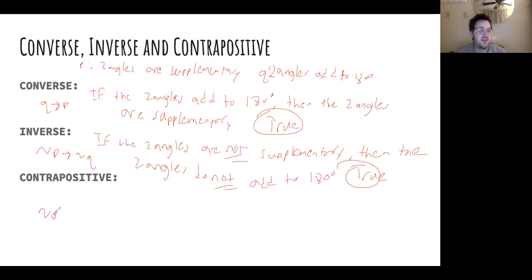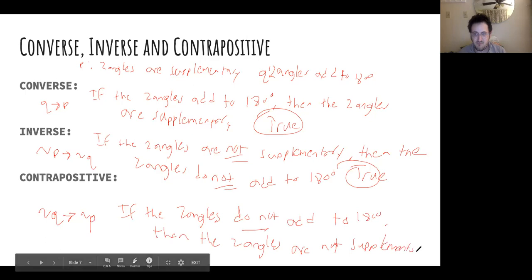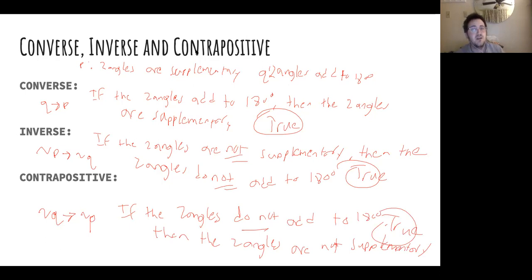And then the contrapositive would be not Q arrow, not P. So this would be if the two angles don't add to 180 degrees, then the two angles are not supplementary. And that is true. Okay, so make sure you have the converse, inverse, and contrapositive down for these. You may want to pause the video. It is a little bit of writing, but you can pause, write it down, take a screenshot, take notes on it.